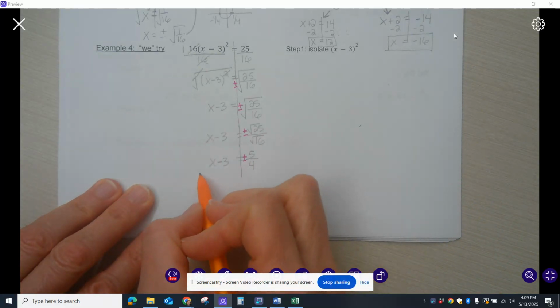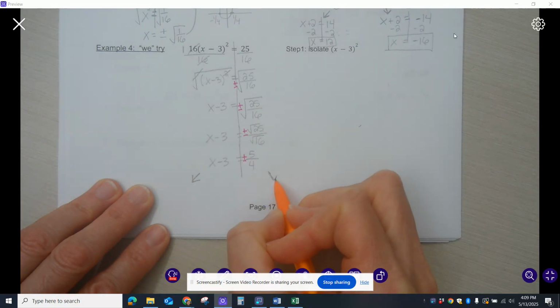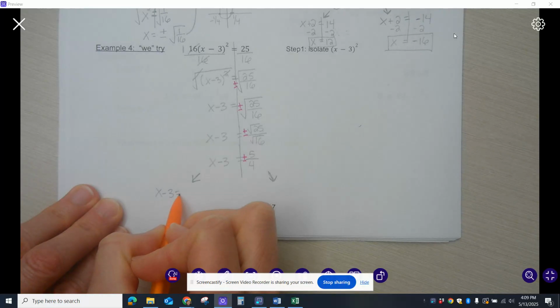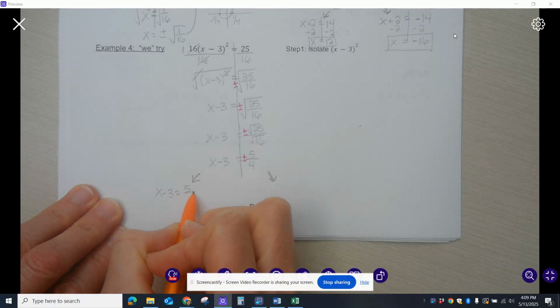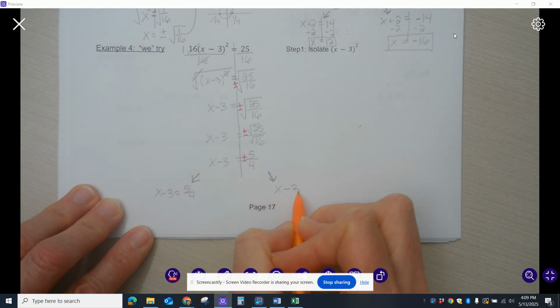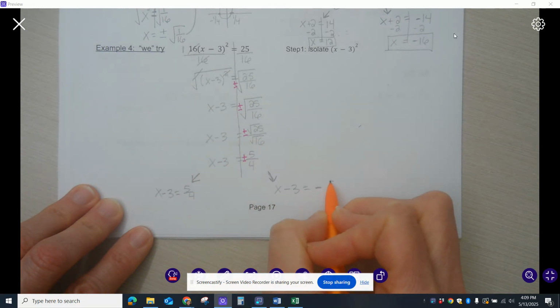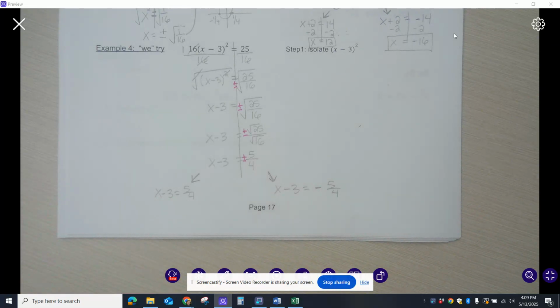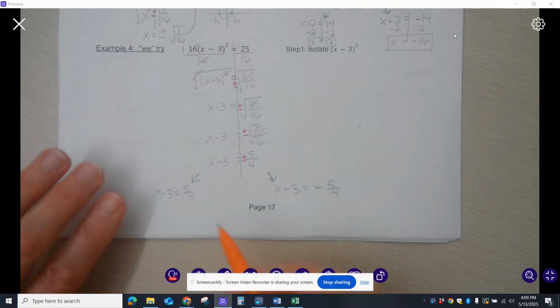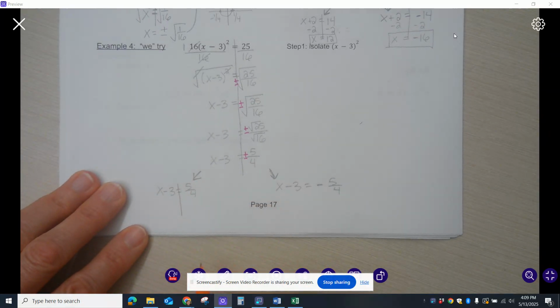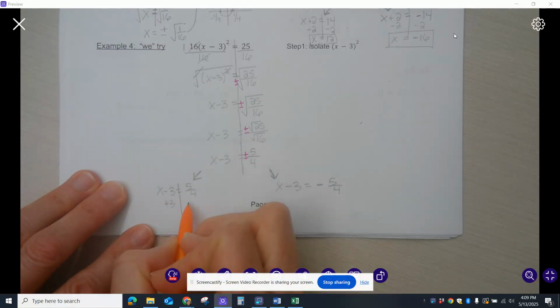Now this is the step where I want to say I'm going to have 2 solutions here. One of them will be x minus 3 equals positive 5 over 4, and one of them will be x minus 3 equals negative 5 over 4. Okay, so let's solve here. We're going to solve these 2 equations. So this one I'm going to add 3 to both sides.